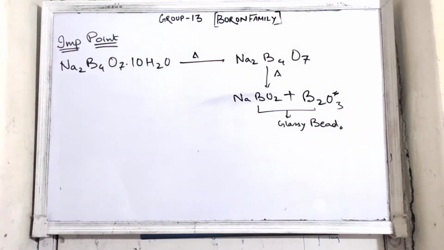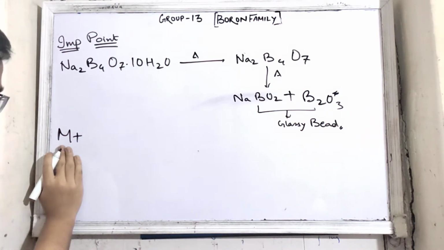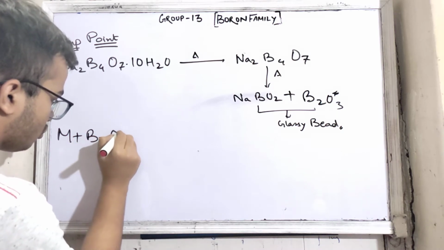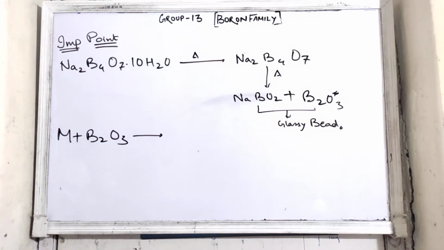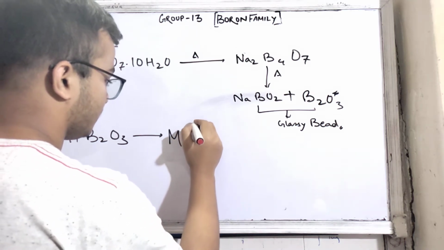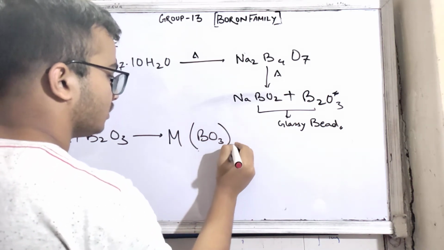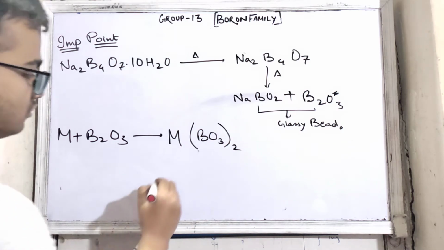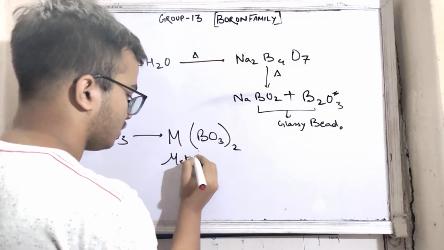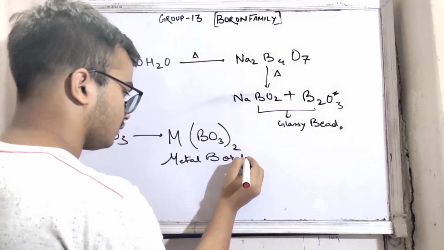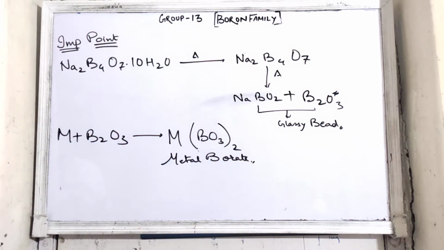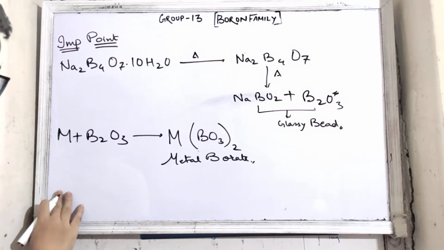Now let us see. M is any metal, plus B2O3, it forms a complex called metal borate, which is M(BO2)2. This is called metal borate. Now this metal borate has different colors for different metals, which I will be telling you just now, which helps in the identification of the D block metals. So here it was M plus B2O3.